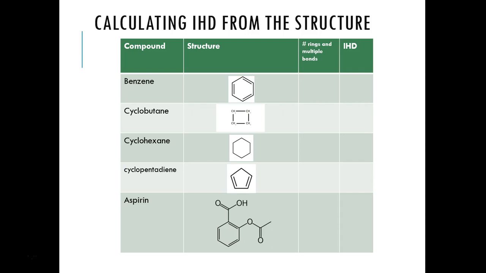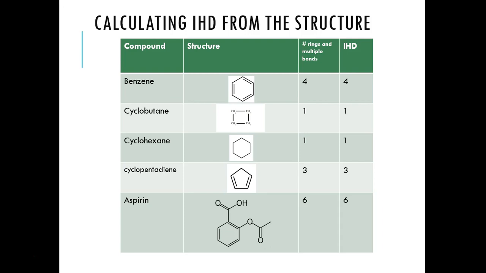Cyclobutane, just 1 ring, so 1 and 1. Same with cyclohexane. Cyclopentadiene has 1 ring and 2 double bonds, and then aspirin presents a really nice challenge because you have to use the skeletal structure to figure out the IHD. Then you can figure out the formula and double check your work, which is kind of a nice challenge using the skeletal structure. Okay, so this is pretty straightforward. It's really just counting at this point.